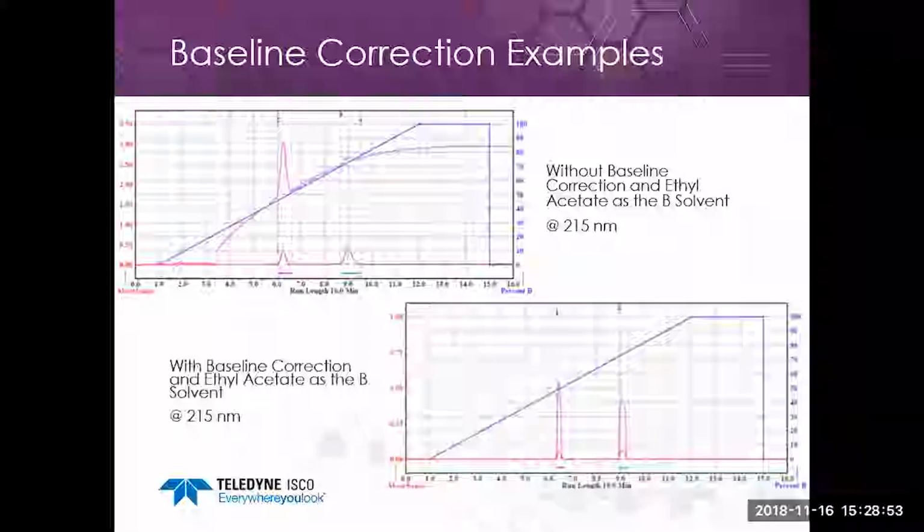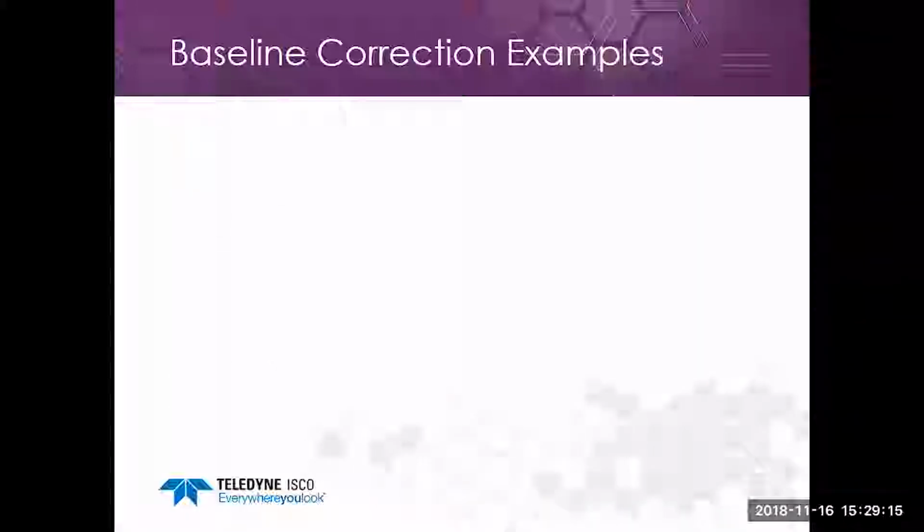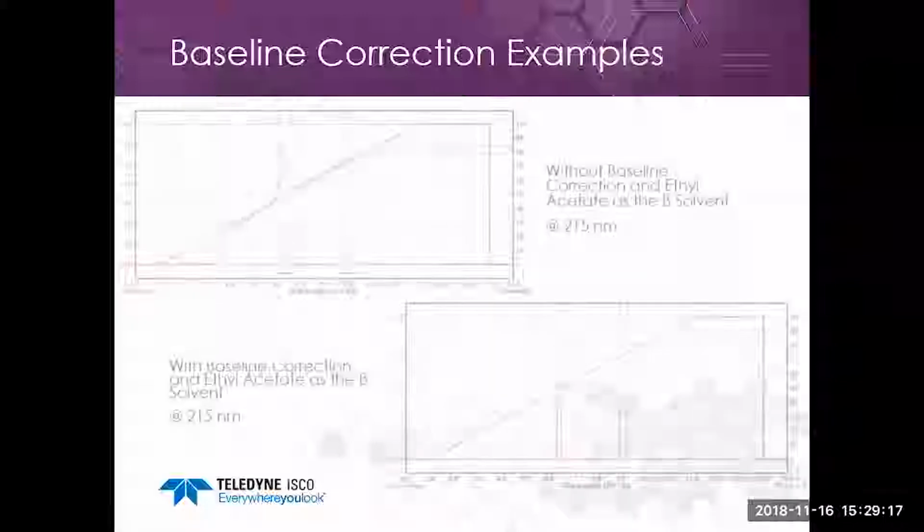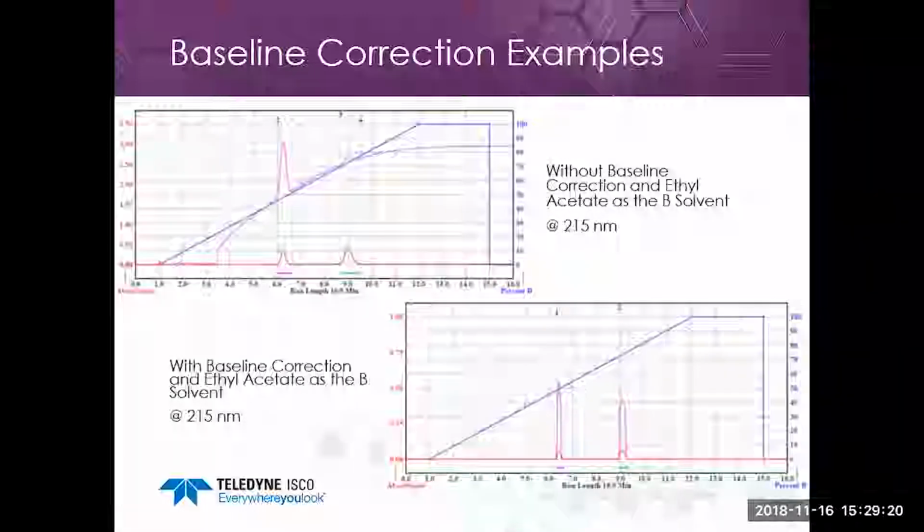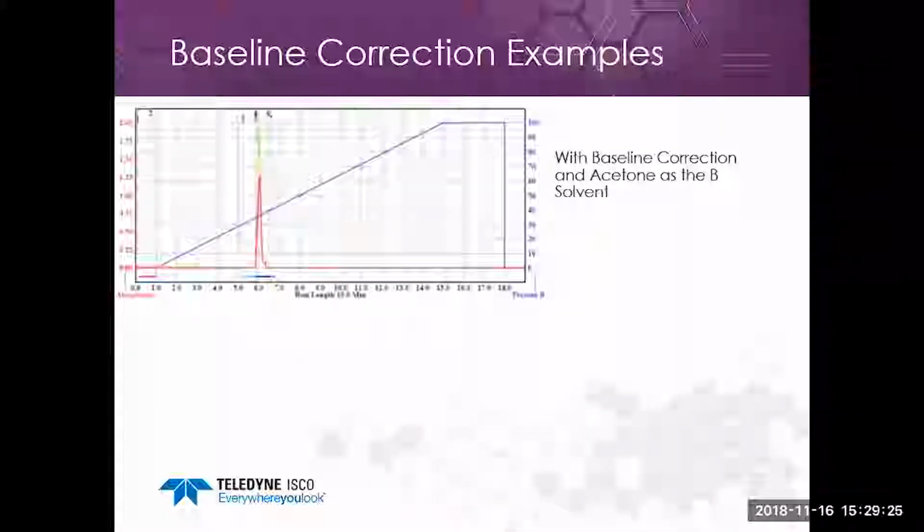With baseline correction on and using ethyl acetate as a solvent at 215, we're able to get very clean discernment of the peaks there at 215. So you can see in that example, it's very nice peak shape, and the baseline is not interfering with the detection. So that's just using an existing solvent, but monitoring it at maybe a wavelength that's more important to your compounds.